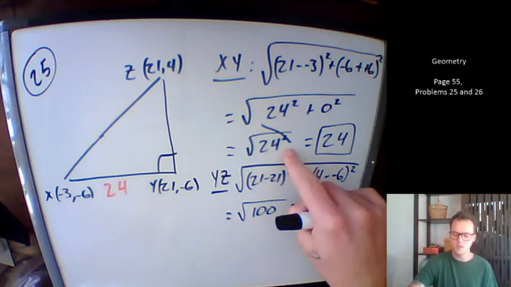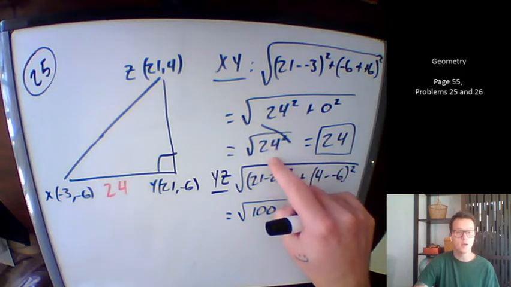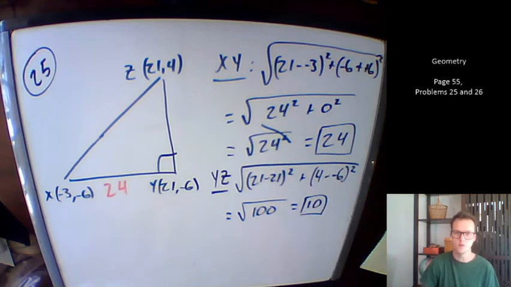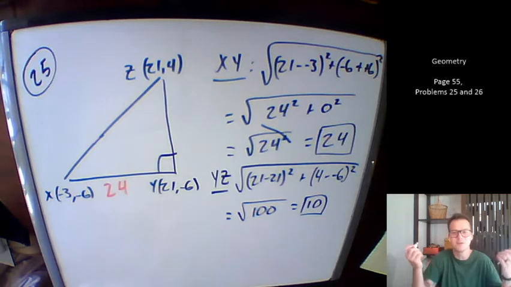I could have done the same thing here. I could have written the square root of 10 squared, and then canceled them out. The same process would have worked. I just got ahead of myself, and I really wanted to write down 100 for some reason. But either way, you're going to get 10.